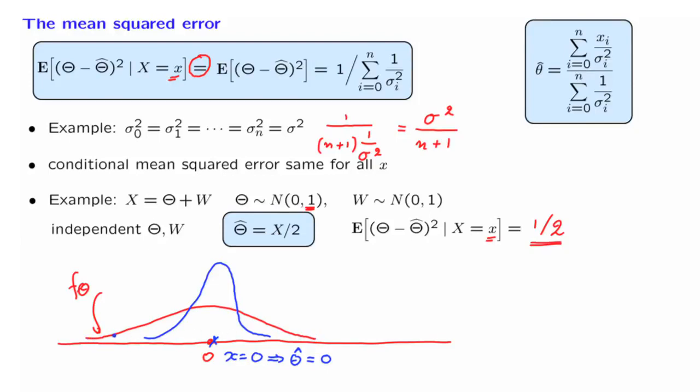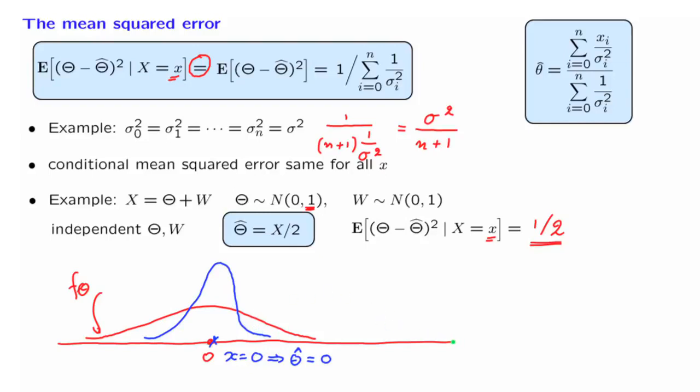So initially we had a fair amount of uncertainty about theta. After we obtain a measurement of 0, this kind of reinforces our belief that theta is somewhere near 0, and so we obtain a narrower distribution. This is our updated belief about theta.